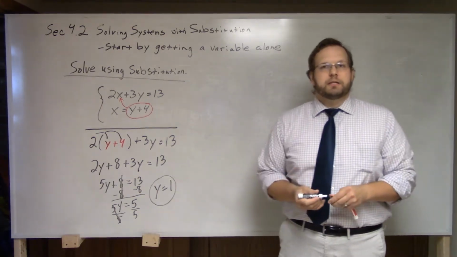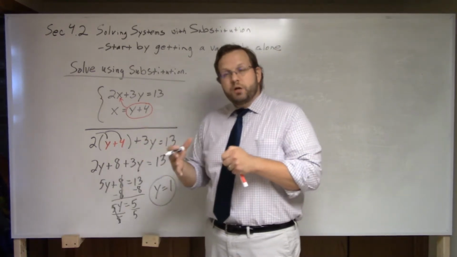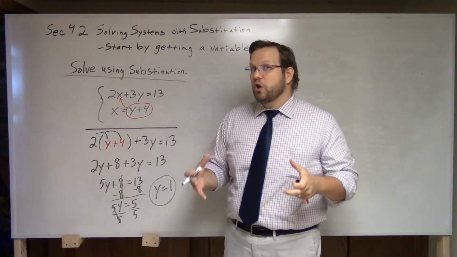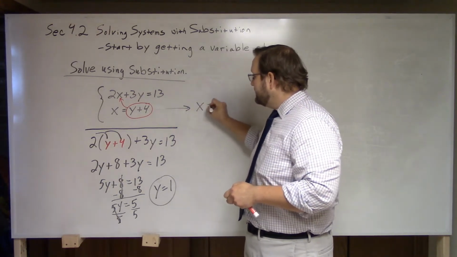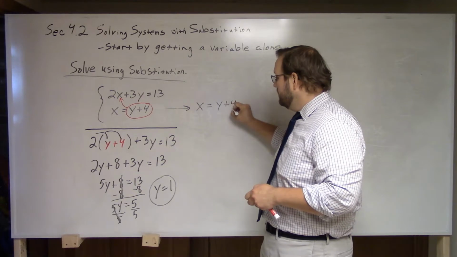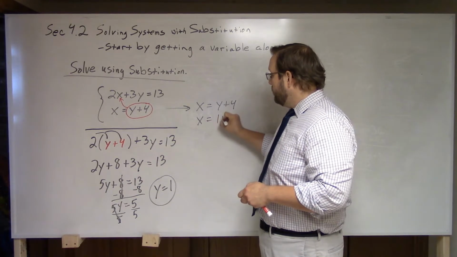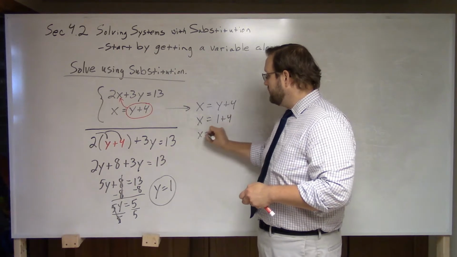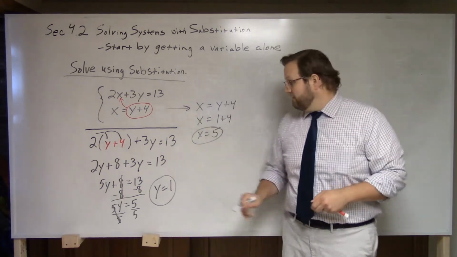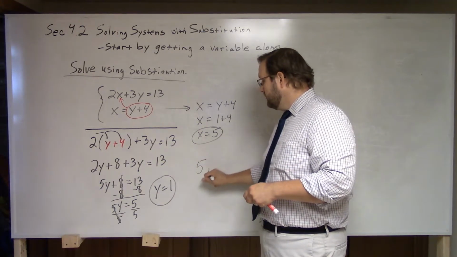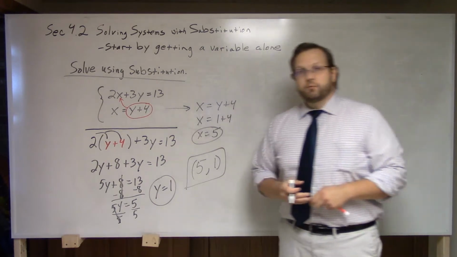Now the good thing about substitution is whenever we have a variable alone, that equation is kind of set up to solve for that variable. So I can go right here, x equals y plus 4. Well, I can plug that 1 in for y now. x equals 1 plus 4, or x equals 5. And now I have my x coordinate, my y coordinate, and we're good to go.